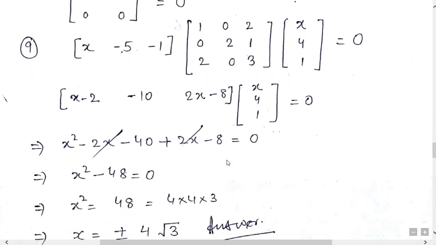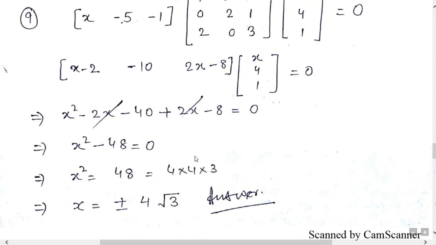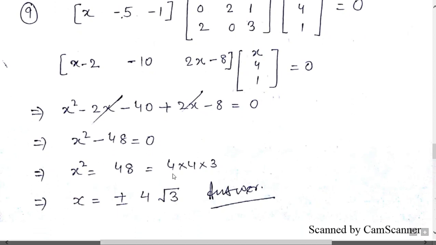Question number 9. It's similar to question number 7. First of all, multiply first and second matrix. And the answer can be multiplied by a third matrix. You will get an equation in the form of x. And then you can easily find out the answer. It's 4 multiply 4 into 3. It's 48. You can write 4 into square root 3 with plus minus sign.